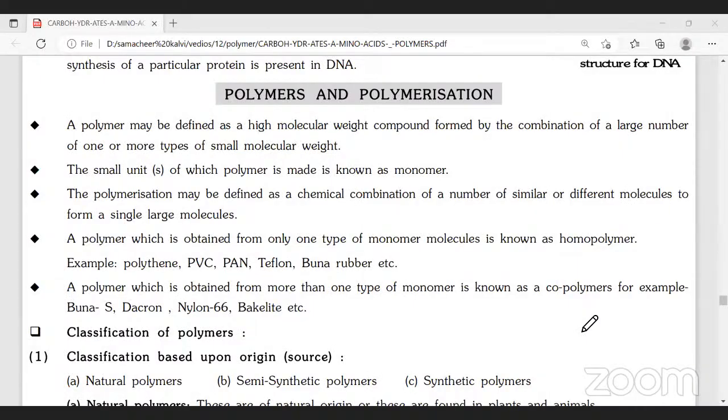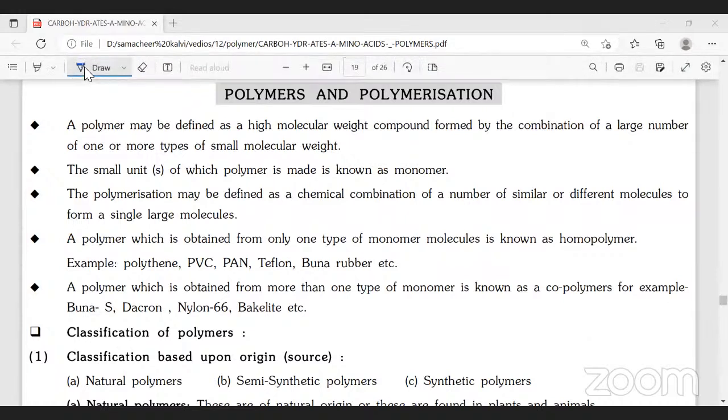A new chapter, polymers and polymerization. Last three small chapters we have, biomolecules and chemistry in everyday life. We'll finish that. Today, possibly the theory part of the polymers we will finish. Now, poly stands for many.